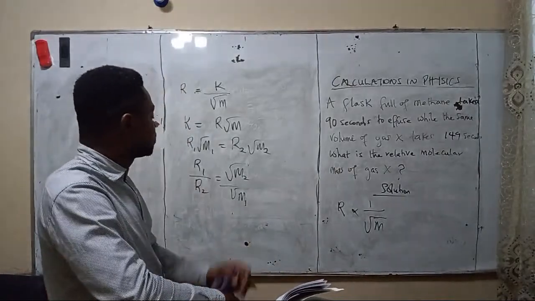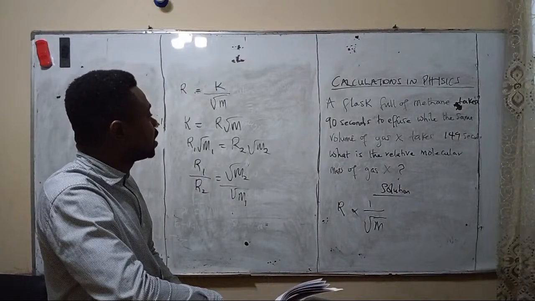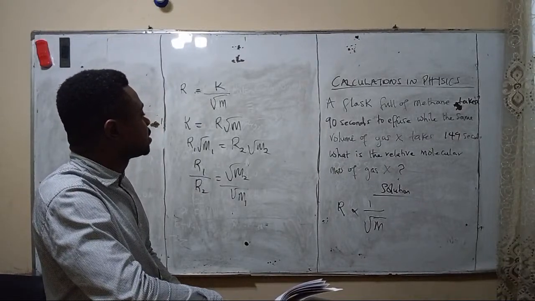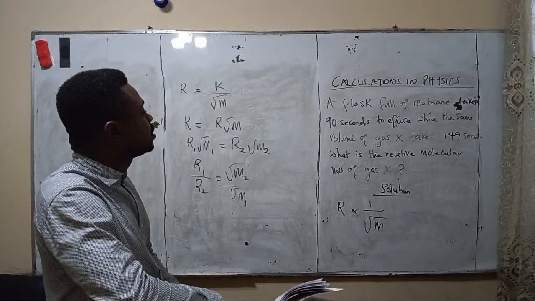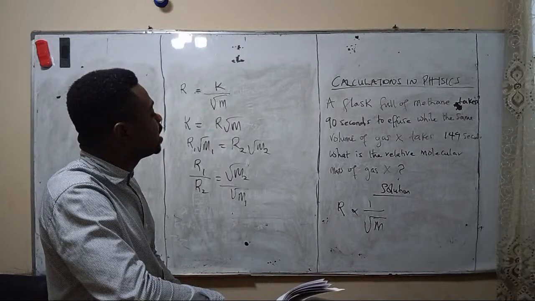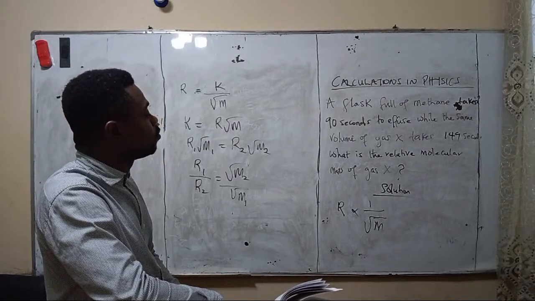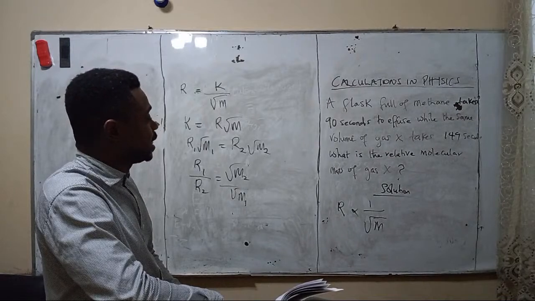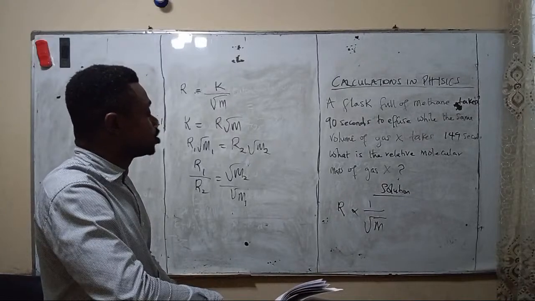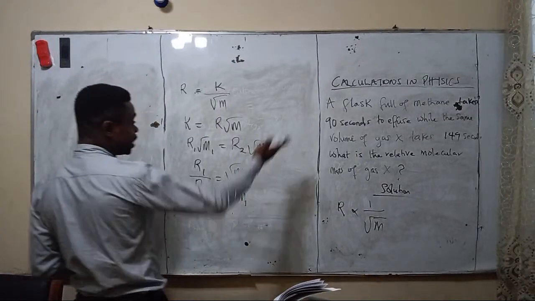But here, what we have is two gases, and the two gases involved are methane and gas X. We don't know the name of gas X, but we are told to find the relative molecular mass of gas X. So if you want to do that, let us substitute with the values we have here.